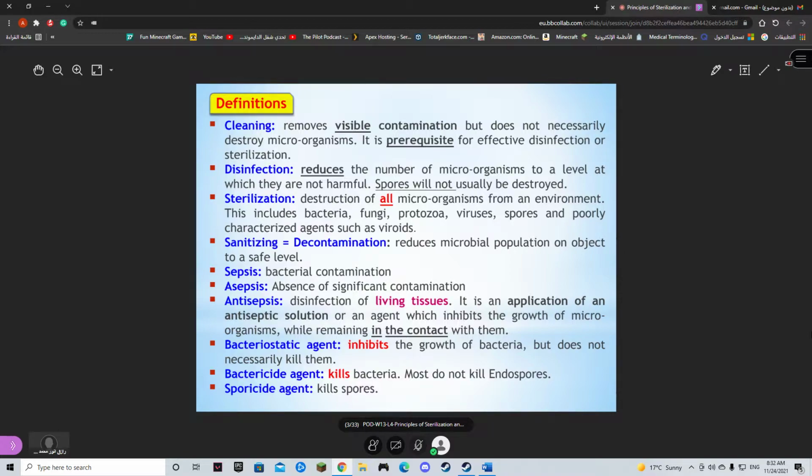Bacteriostatic is what? Stat, this word comes from static. Something is standing, something is inhibiting. It means that you inhibit the growth of bacteria, but not necessarily kill them. It is not necessary because some bacteria are very smart. You cannot kill some of them, especially Pseudomonas, because they have special proteins. I think you have studied this in the virulence factors.